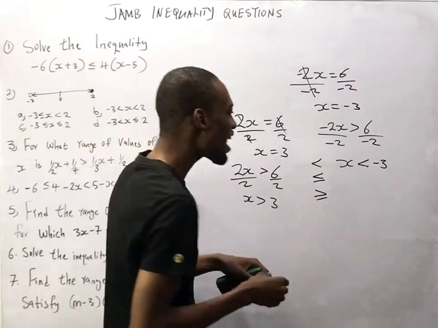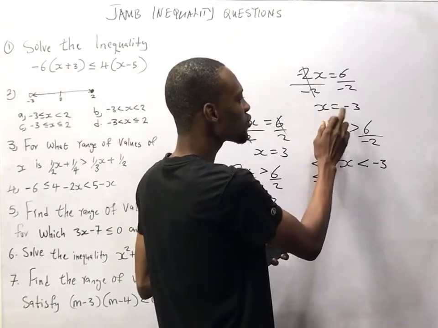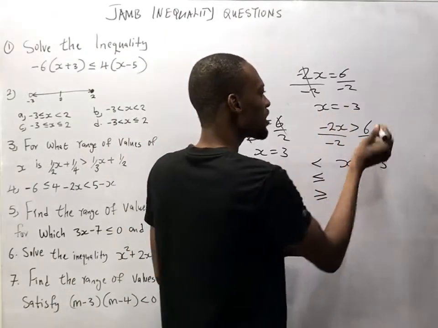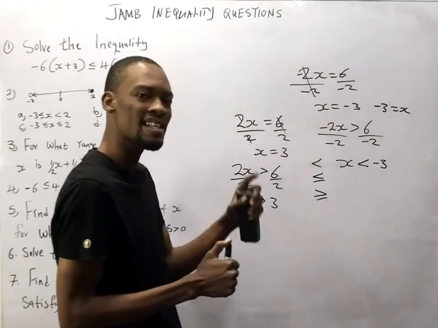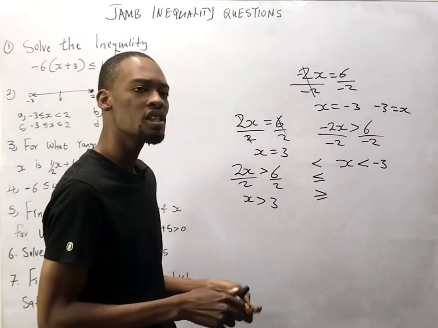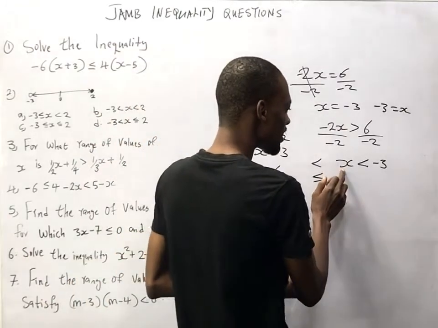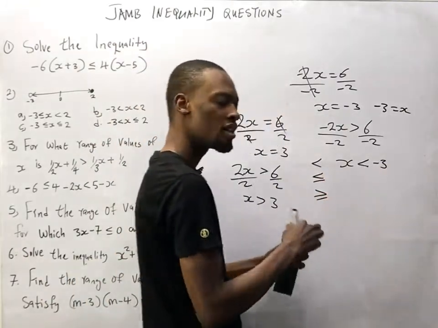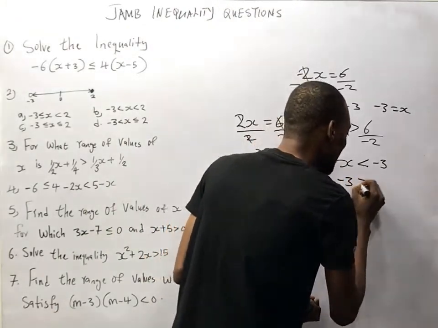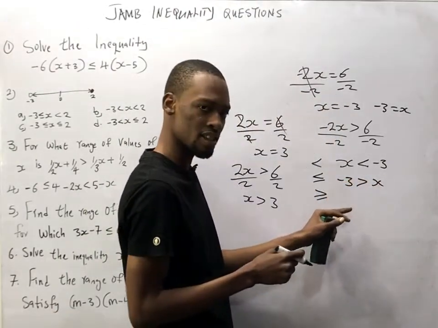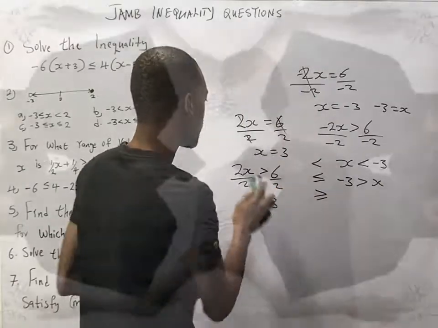Secondly, if I have s equals minus 3, this means that minus 3 equals s. But this is not the case in inequality. In inequality, if I have s is lesser than minus 3, if I invert, minus 3 will be greater than s, no longer lesser than s. So take note of those things.